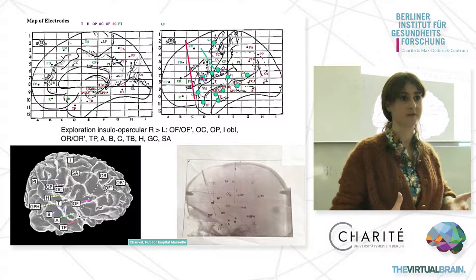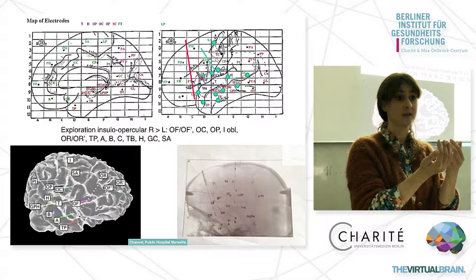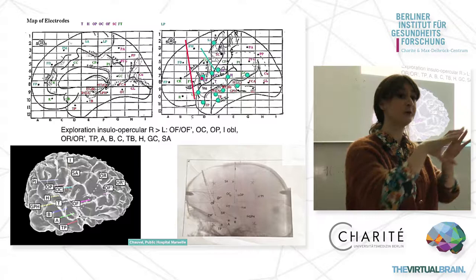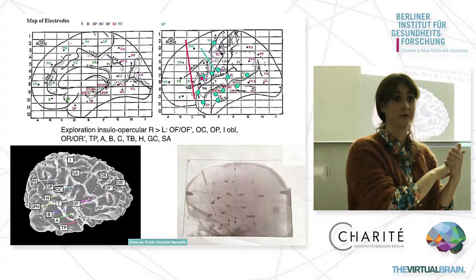When they want to refine the zone to resect and there is still some doubt, they go to surgery and implant these stereotactic electrodes to refine the zone to resect. Generally, the patients stay 2 weeks at the hospital, and they are monitored 24 hours a day.